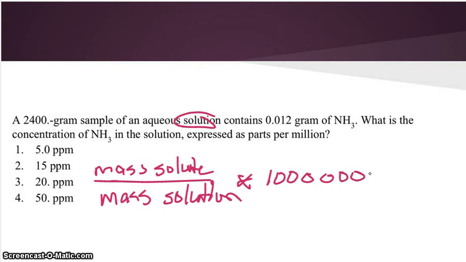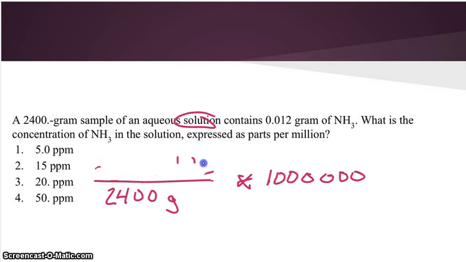Okay, so figure out first off which one's your solute and which one's your solution. This problem makes it pretty easy because they give the wording right in there with it. So we have a 2,400 gram sample of a solution. So we know that 2,400 grams is going to go down here. And the mass of our solute, in this case the smaller piece we're trying to find, is going to be our grams of ammonia. So that's going to be up here above our 2,400 grams of solution.